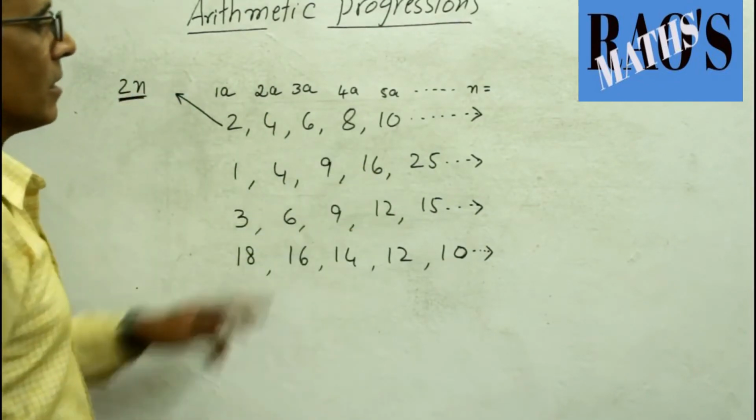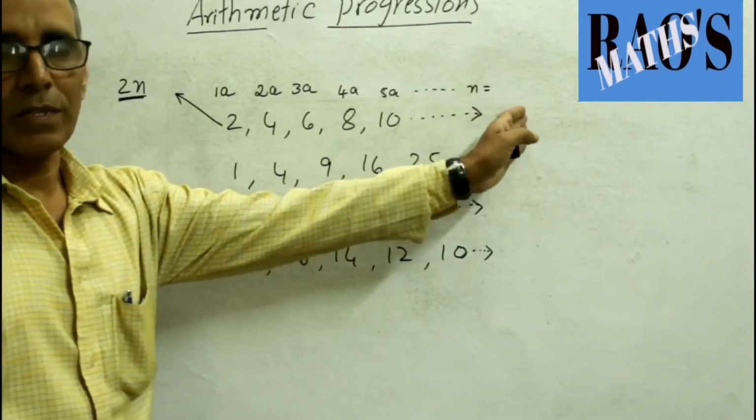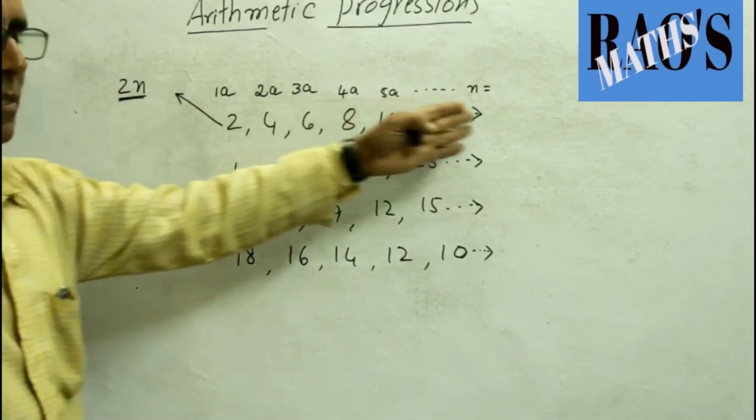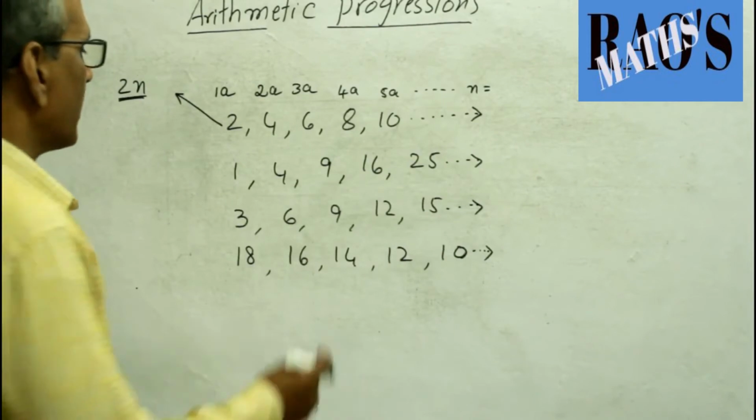We want the 10th member in the order of this sequence. 10 into 2, 20. Clear. Now let's take the second.